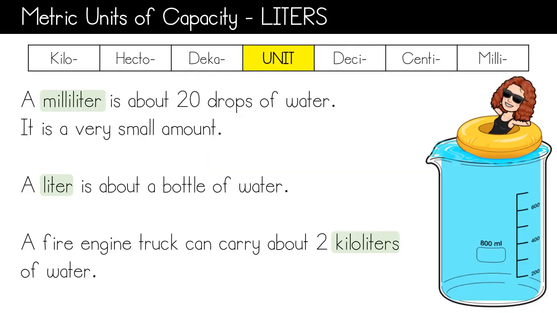Now let's take a look at liters. Liters are the metric units of capacity. Now I have some examples to give you an idea of the amount of each of these different measures of liters. So a milliliter is about 20 drops of water. This is a very small amount. A liter is about a bottle of water, not like a 2-liter you get at the grocery store, but just like a regular bottle of water you might buy at a gas station. A fire engine truck can carry about 2 kiloliters of water. Whoa, that's a lot of water.